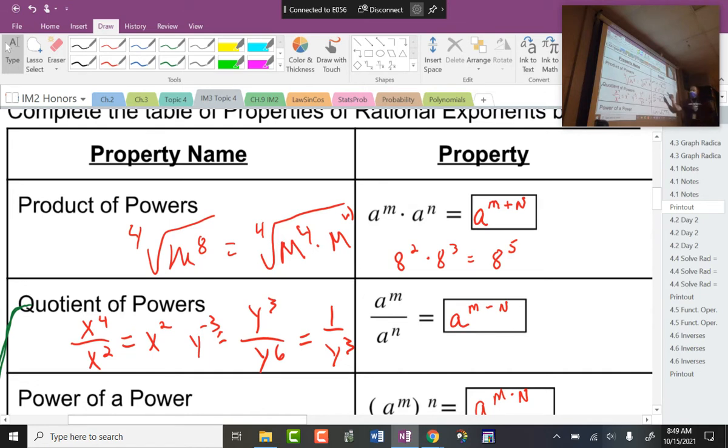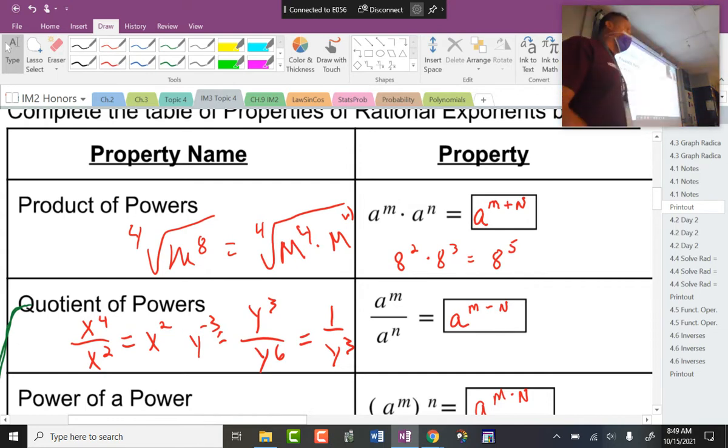Think that 8 to the third or 8 to the second is 8 and 8. Think that 8 to the third is 8 times 8 times 8. How many 8s do I have multiplied together? 5. That's the rule. That is why. Once you know the why, it's not a, what's the rule? What do I do? Kind of thing.